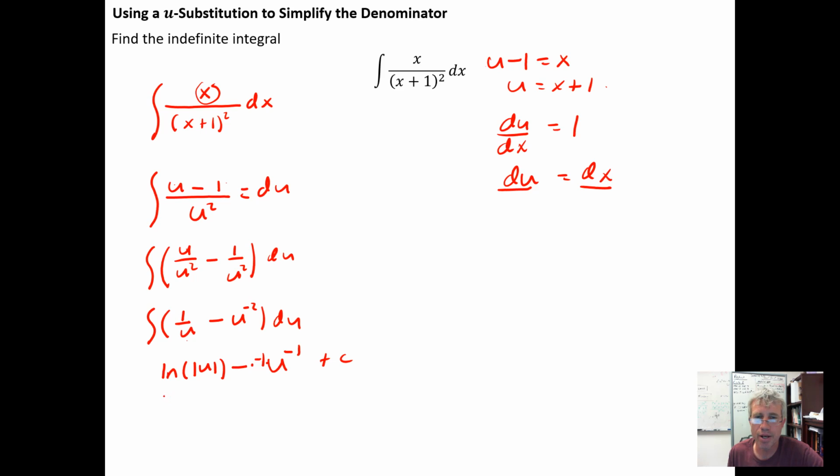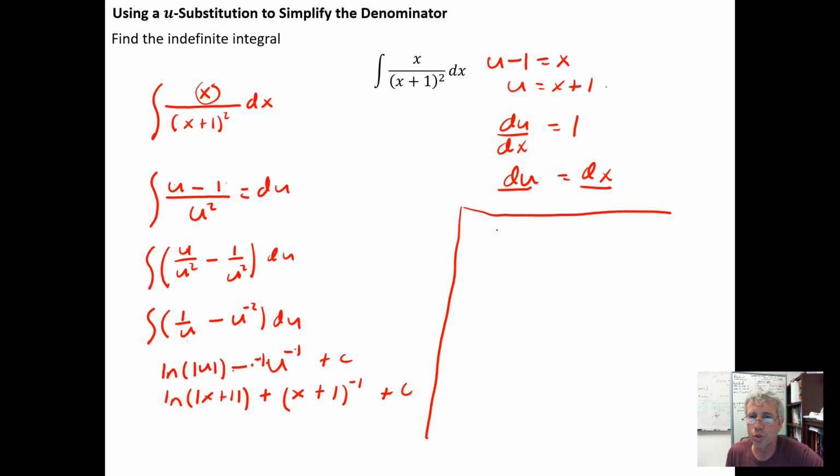And then I can simplify things. I get the natural log of the absolute value of u, but u is just x plus 1. And this is going to be minus parentheses. I get a double negation sitting right here, negative and a minus is going to give me a plus. So it's going to be plus u to the negative first, and u gets replaced with x plus 1 to the negative first. And then if I wanted to, I could rewrite this without the negative exponent, although I don't think there's any real reason for doing that.